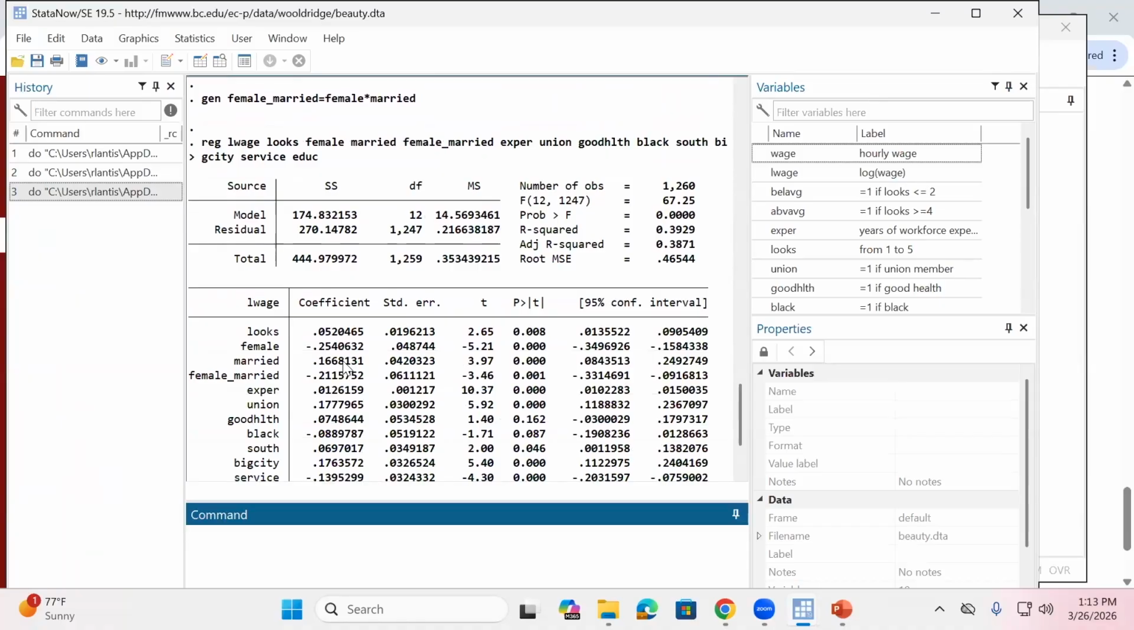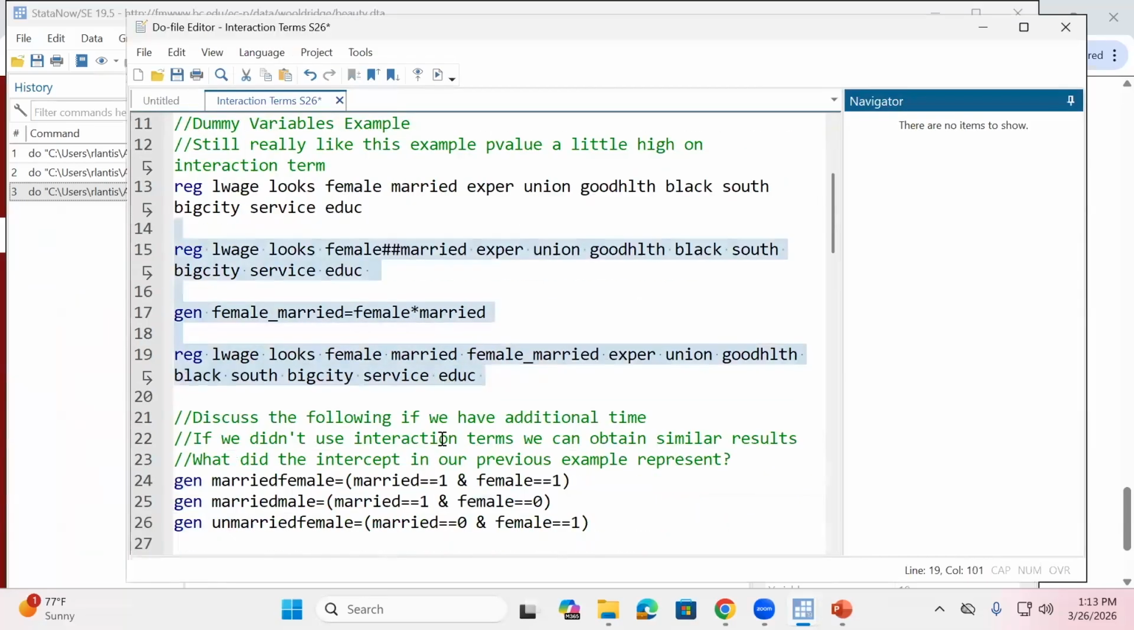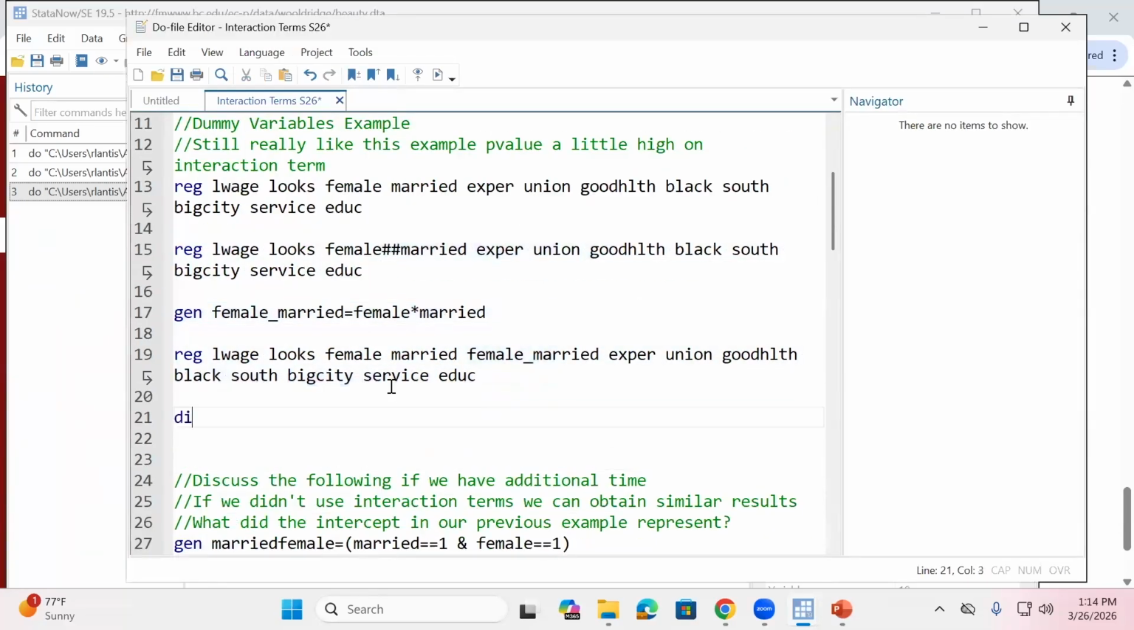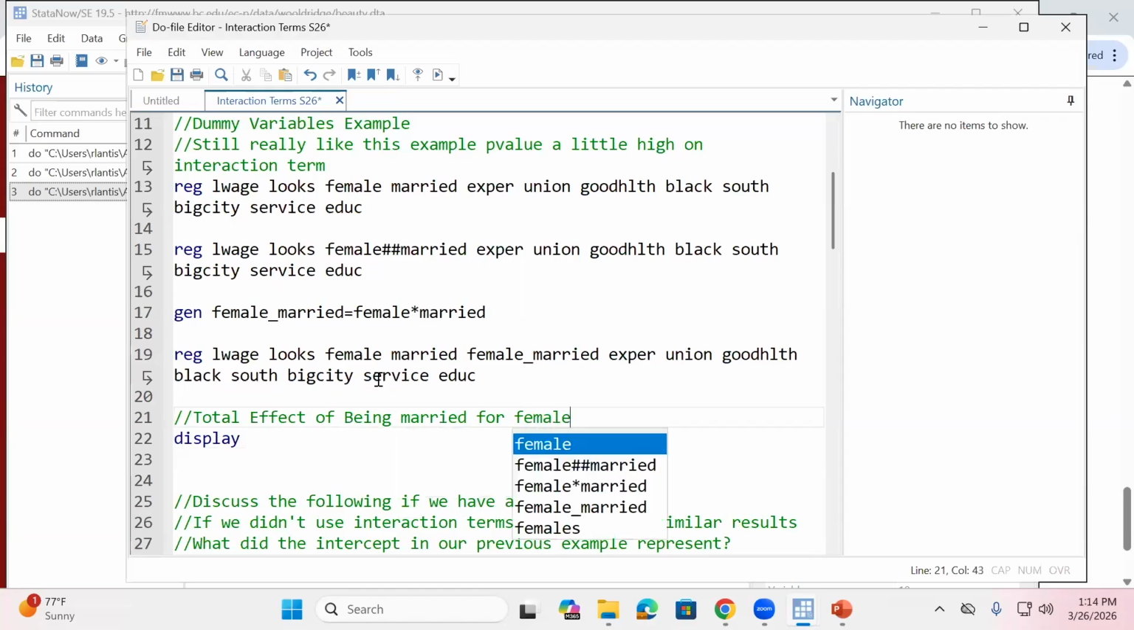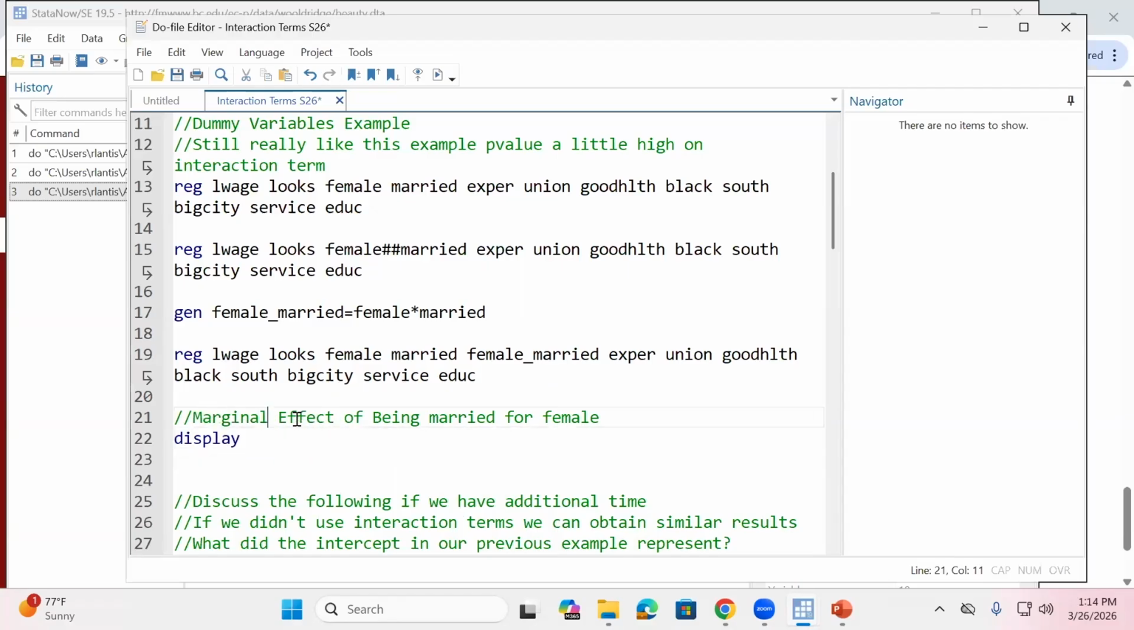Now, why I might create the variable myself is because if I then asked you for the total effect of being married for a female, all right? So we said, if I can get this, there we go. And I'll upload these edits after class as well. All right. So what would the total effect on my wages be for a married female? Well, actually, no, let's do it this way. This might make a little more sense. What's the marginal effect of being married for a female?